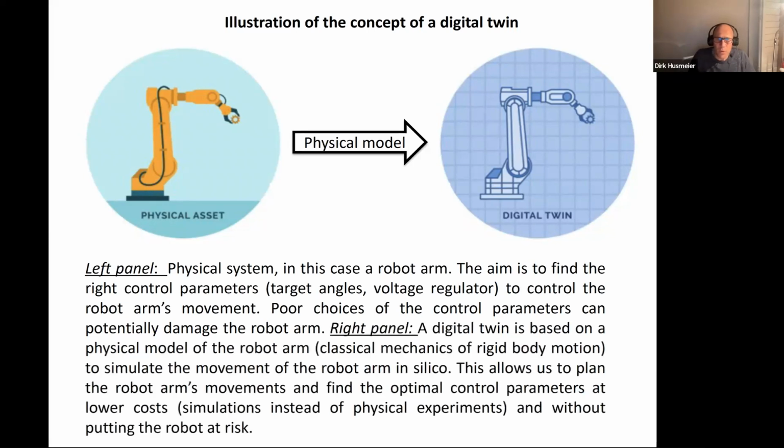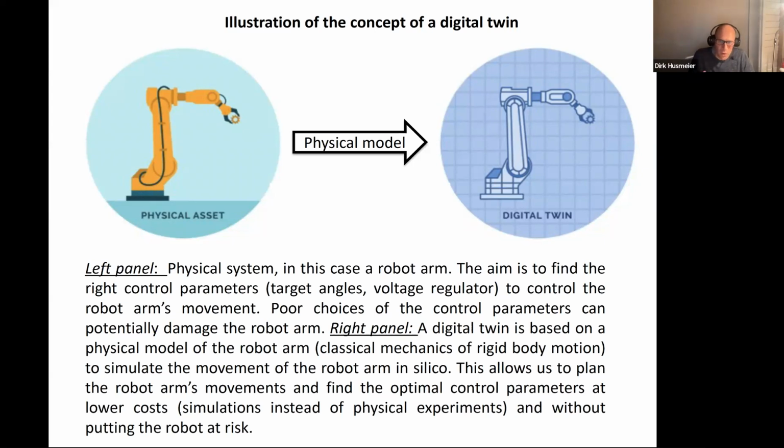For that reason, you might want to plan and explore the movement and control of the robot arm in silico using a digital twin, and that is illustrated in the right panel. So a digital twin is based on a physical model of the robot arm in terms of classical mechanics of rigid-bodied motion in order to simulate the movement of the robot arm in silico. And this allows you to plan the robot arm's movements and find the optimal control parameters at lower costs, meaning you can run simulations instead of physical experiments, and without putting the robot at risk.